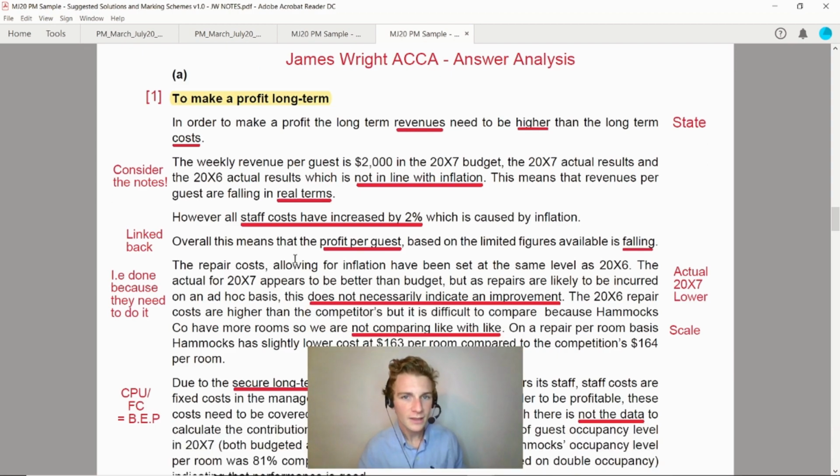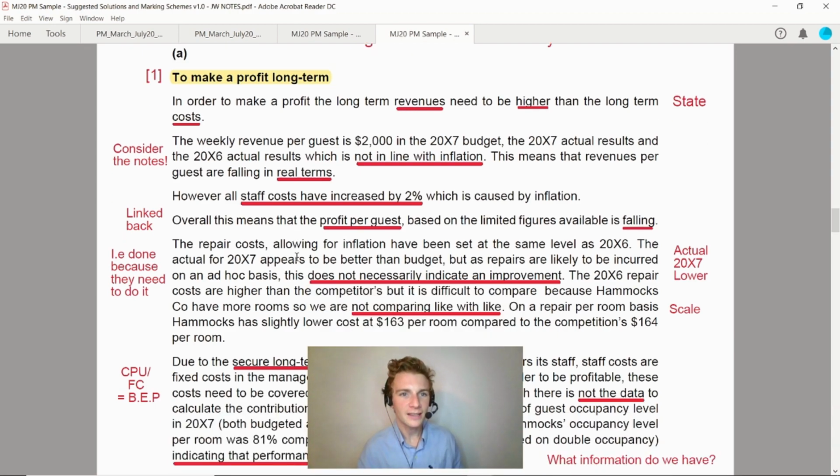So first of all, when you go to these things, you've got to think, well, to make a profit long term, state the obvious in terms of if you're going to make a profit, revenue's got to go up and then costs have got to go down. So the first sentence on here, in order to make profit, revenues need to be higher long term than the costs.